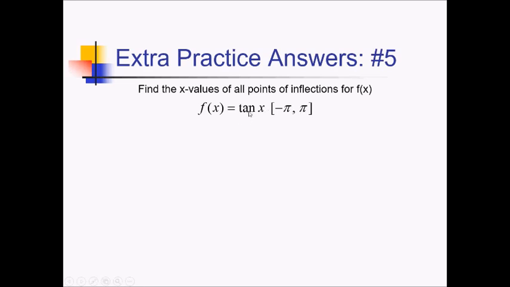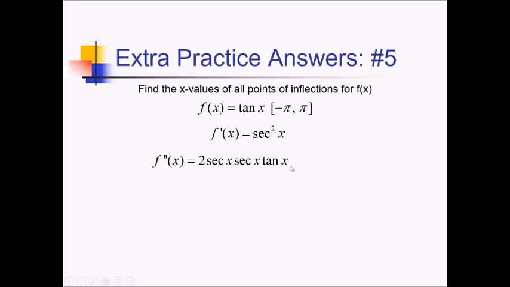Let's find the second derivative. Before we do that, let's find the first derivative. That would be secant squared of x. And now for the second derivative, I'm going to need a chain rule on this one. That'll be 2 times secant times the derivative of secant, which is secant tangent. So 2 times secant, and then secant tangent is that chain, that tail.